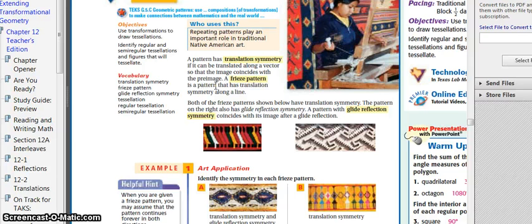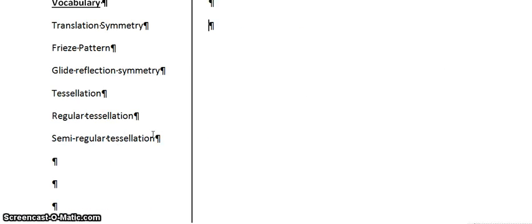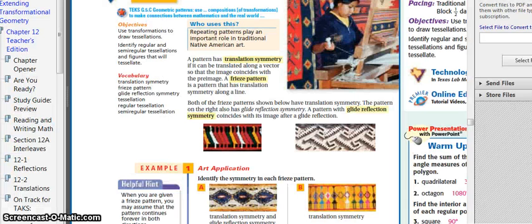Remember, you can pause and rewind as many times as you need, so I'm not going to wait for you to write. A frieze pattern is our next vocabulary word. Notice I'm putting all my words on the left of my Cornell notes, and then I'm leaving room for my definitions on the right. That'll help you study. A frieze pattern is a pattern that has translation symmetry along a line. So a frieze pattern is just a fancy name, a special type of translation. You can see those both down here in example 1 under the art application. You can see they go straight along a line.